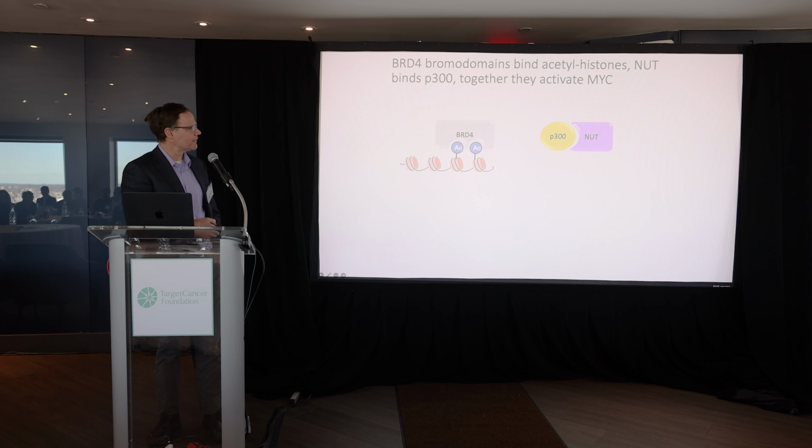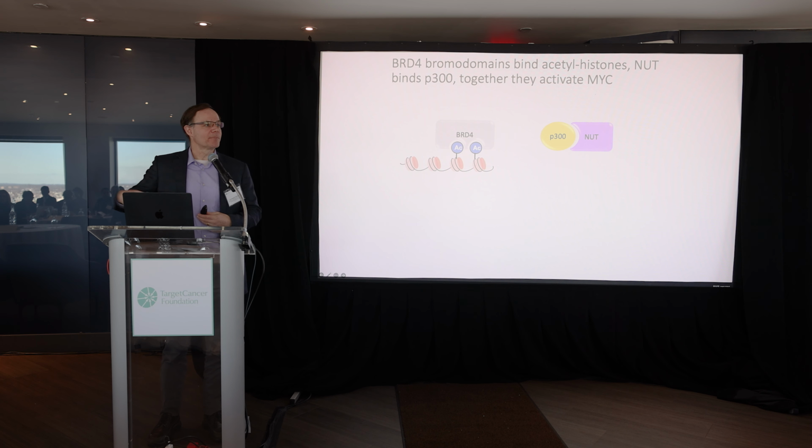And so getting to the normal physiologic function of BRD4 and NUT, BRD4, as I mentioned, is a chromatin reader. And so it will read acetylated histones, which are associated with actively transcribed genes. So it's attracted to genes that are being transcribed. And it'll bind to the histones. The NUT, on the other hand, is a recruiter of the P300 histone acetyltransferase, which is a writer. This P300 actually creates the acetyl post-translational modification on histones that leads to increased transcription.